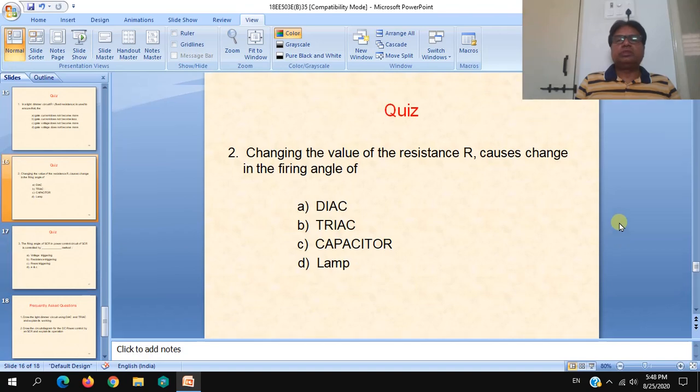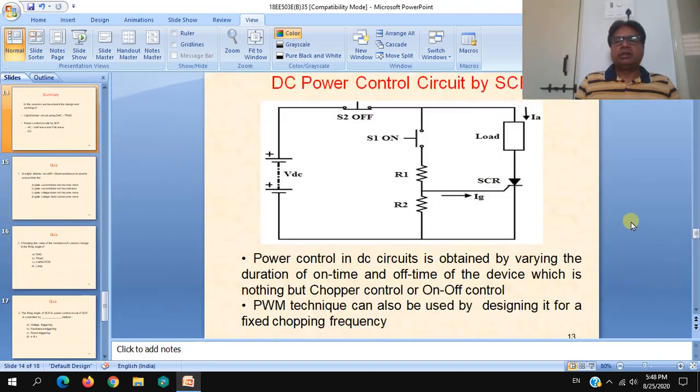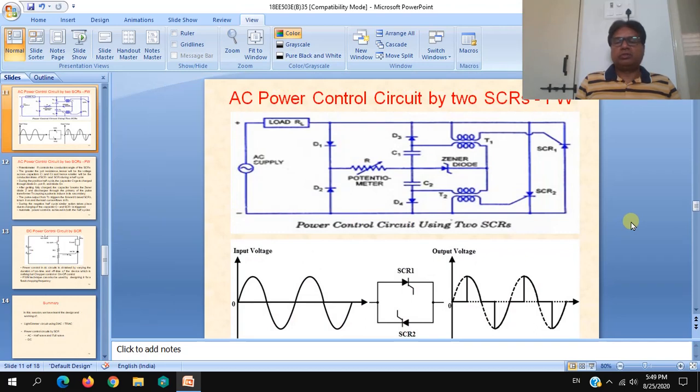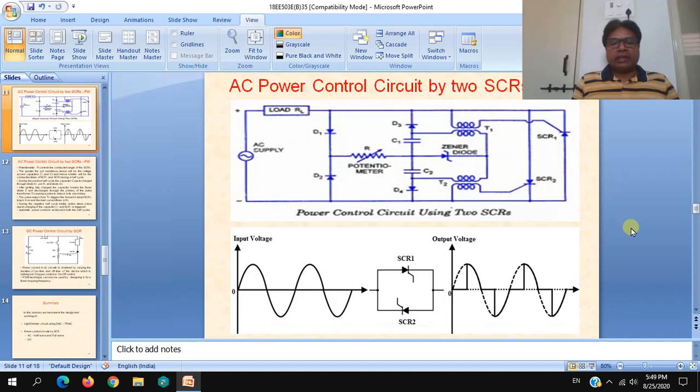And that is how the different application circuits work, which were discussed in today's session. We will be extending our discussion on application of power electronic circuits in the next session also.